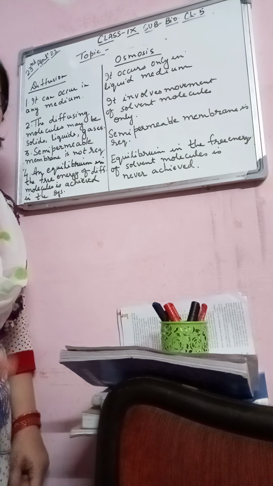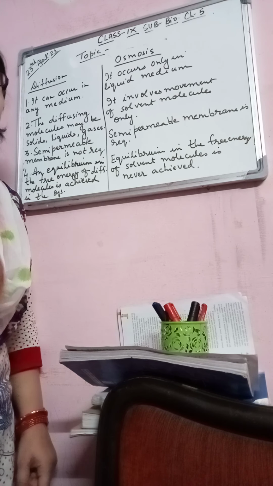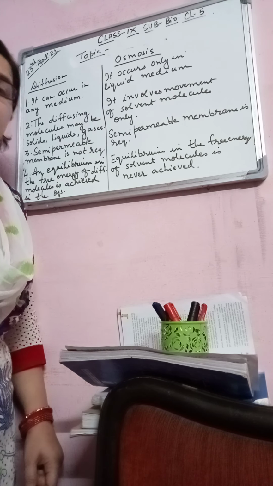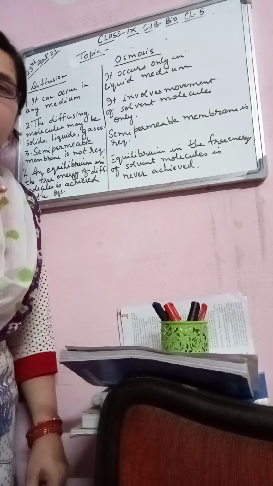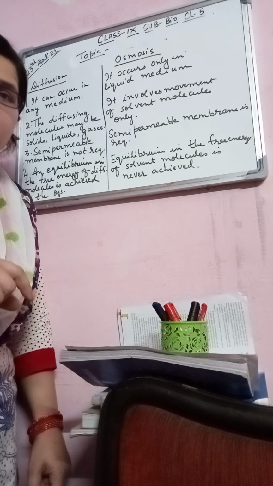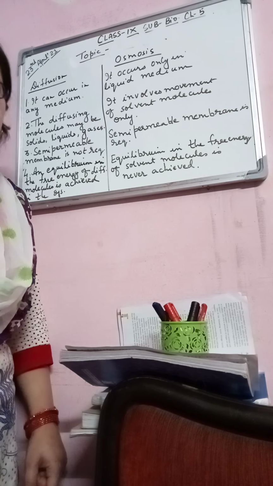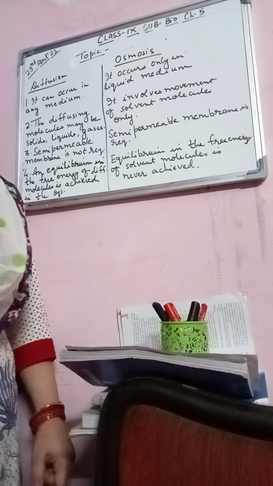Isotonic solution, if the medium surrounding the cell has exactly the same water concentration, there will be no net movement of molecules, right? No net movement of water molecules occurs. It means the amount of molecules going out and the molecules coming inside the cell will be the same. No change occurs, the cell will remain the same, right?